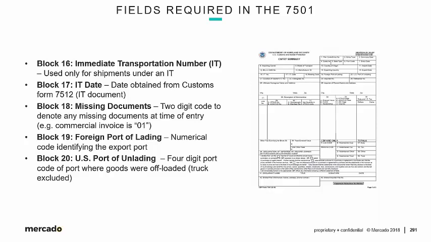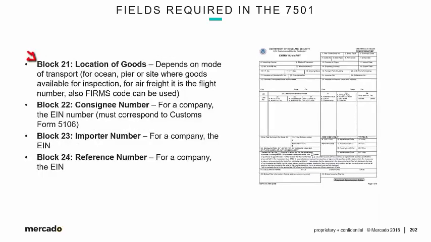That's a numerical code identifying the export port. And Block 20, the U.S. port of unlading, is a 4-digit port code of the port where goods were offloaded, truck being excluded. Block 21, location of goods. This really depends on the mode of transport. For ocean, it could be a pier or a site where goods are available for inspection. For air freight, the firm's code can be used. You will recall that we talked about firm's codes and U.S. air freight shipments having to have a firm's code. That's where this goes.